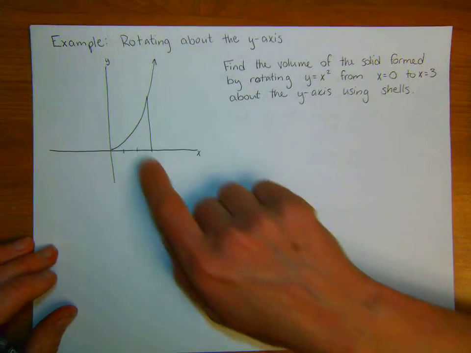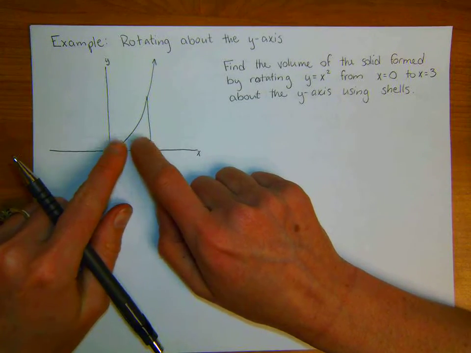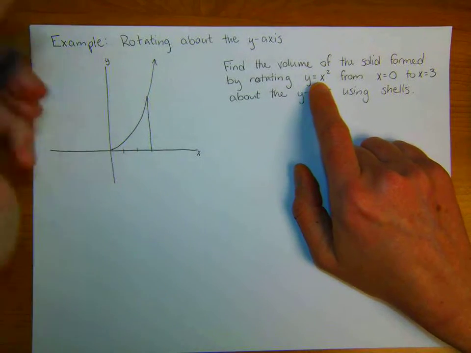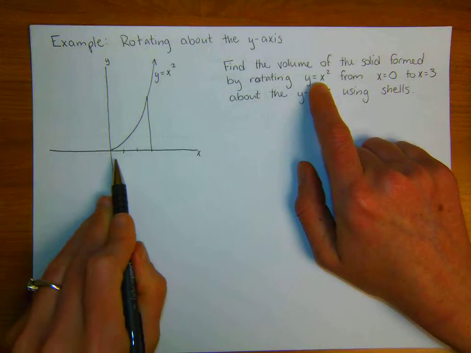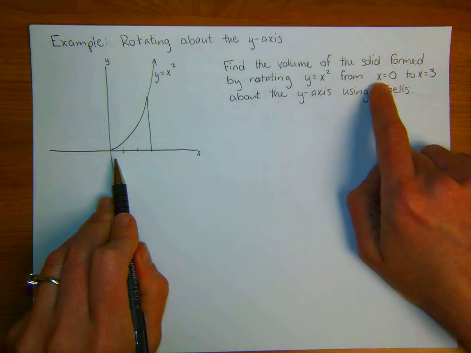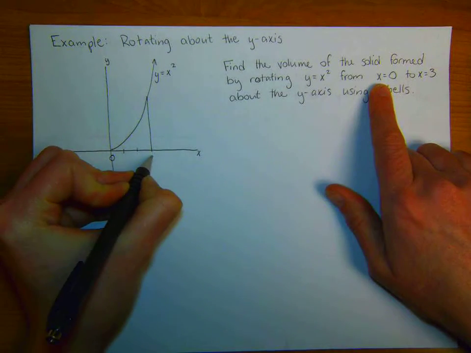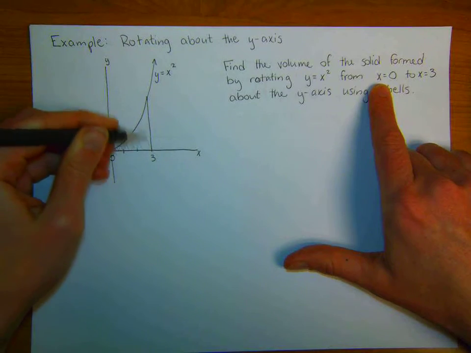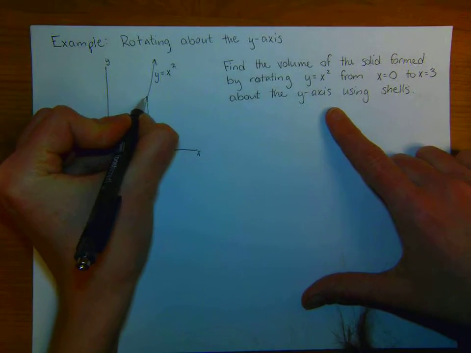So suppose I want to rotate this region around the y-axis and find the volume of that region. The upper curve here is the curve y equals x squared. We're going to take the region where x starts at 0 and extends to 3, and I'm going to rotate it about the y-axis.